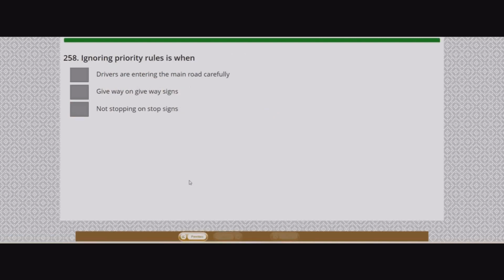Ignoring priority rules is when not stopping on stop signs. Most appropriate use of the fast lane is overtaking only. Signaling when lane changing is important because it helps reduce crash risk.